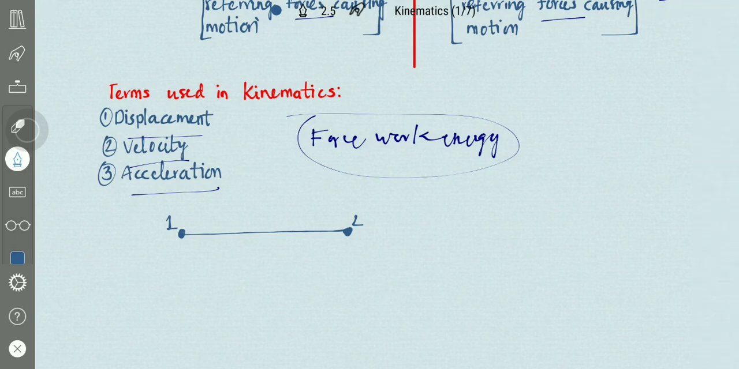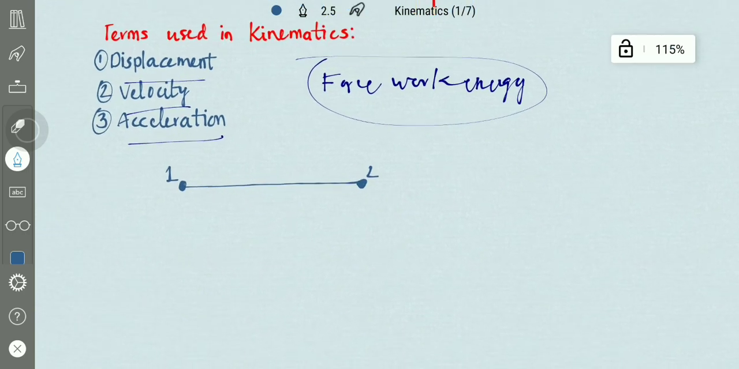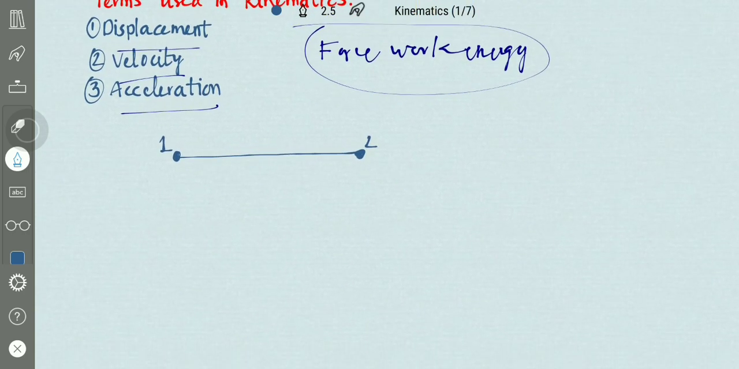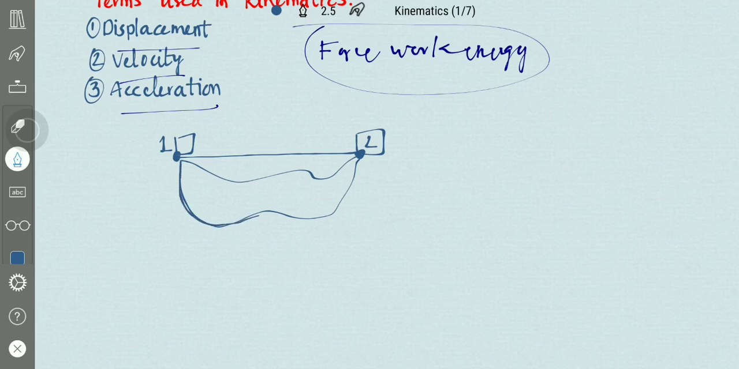So what is motion? Traveling of a body from one place to another place is called motion. So for example, a body from 1 travels to 2. It can travel by any path like this, or in a straight line. So this is called the distance. This is also called distance. This shortest distance is called displacement, which is represented by S. Displacement is represented by S.